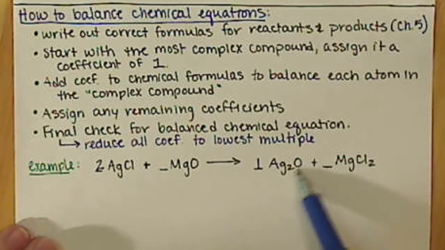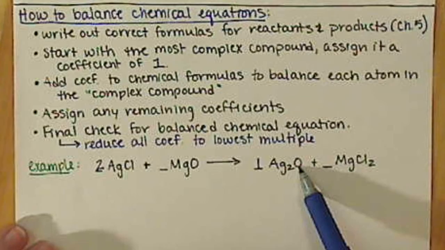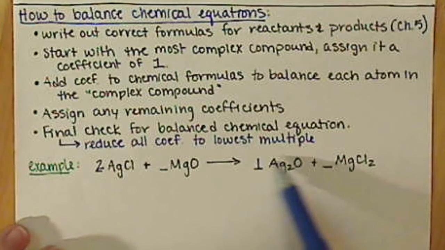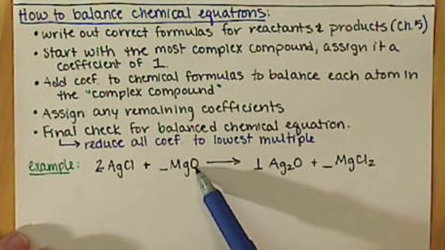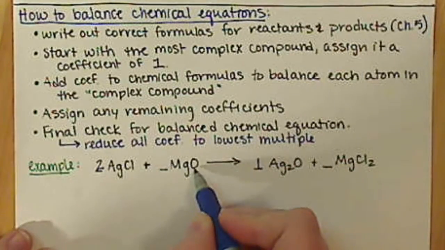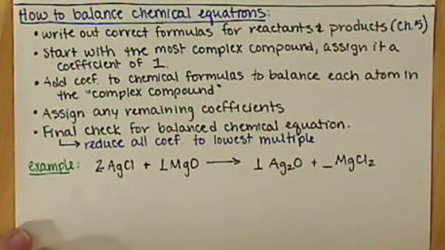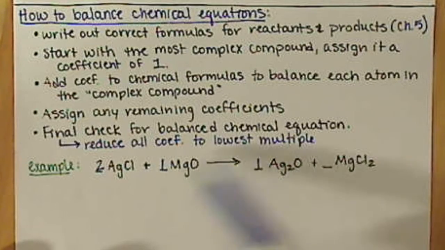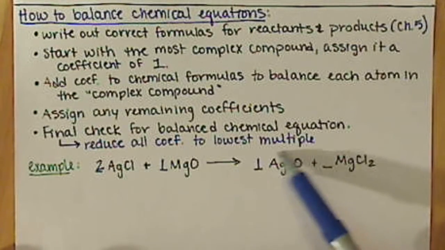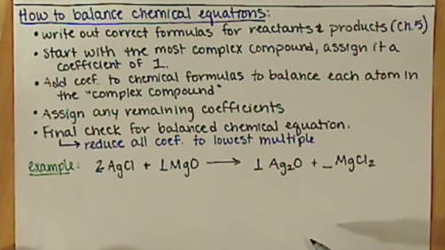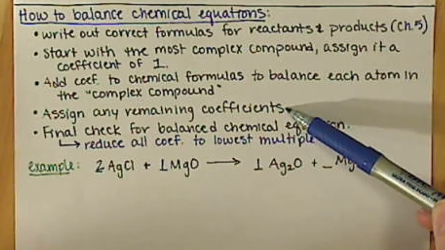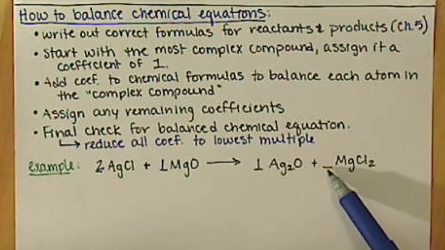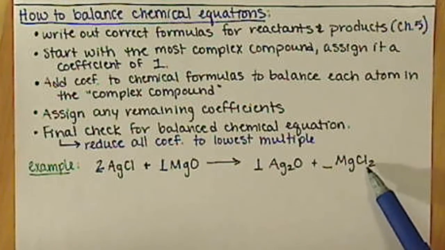And then I go back to my starting compound, go to my next element, which is oxygen. I only have 1 oxygen, so I go to my reactants where I find oxygen here in magnesium oxide. I get 1 of those per molecule, so I just need a 1 in front of magnesium oxide. Going back to my starting compound, I don't have any elements left to balance. So now I want to assign any remaining coefficients that haven't been assigned yet. The only one that hasn't been assigned is for magnesium chloride.